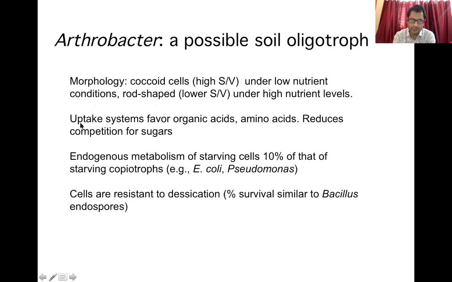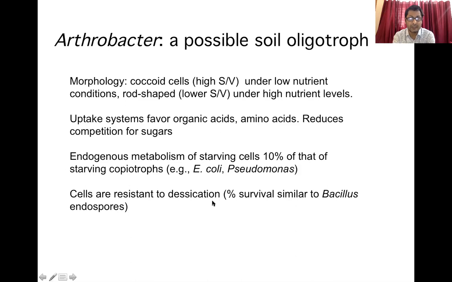The uptake system favors organic acids and amino acids, which reduces competition for sugars. This means the uptake system can use organic acids or amino acids instead of sugar as an electron donor. Endogenous metabolism of starving cells is 10% of that of starving copiotrophs. Endogenous metabolism means that, as I told you, there is polyhydroxyalkanoate present in the cells, which can be utilized for metabolism.